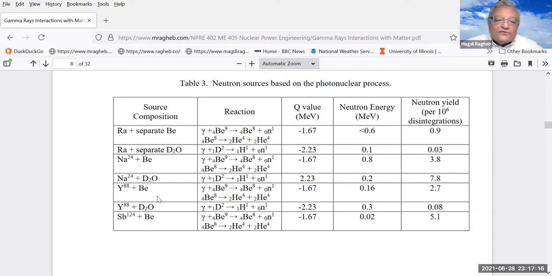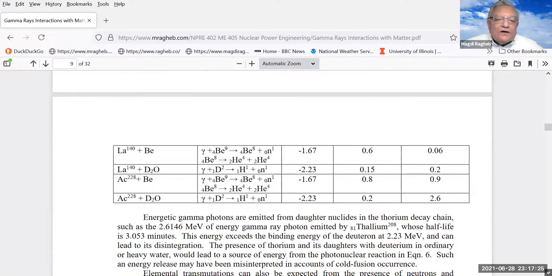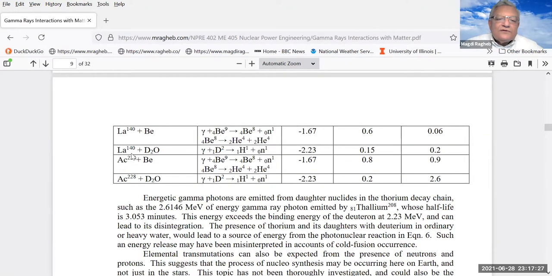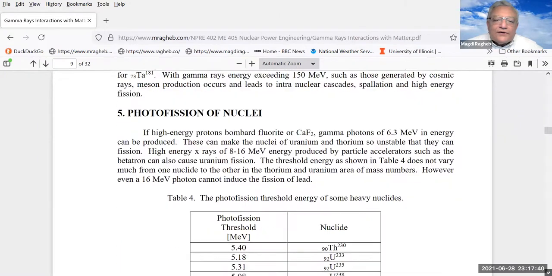So these are all neutron sources here, with yttrium and others. Gamma emitting isotopes can be used to produce sources of neutrons. Could be actinium, lanthanum-140, producing a gamma photon. Again, the gamma photon can interact with the beryllium or D2O. So this is what we call the photonuclear reaction.